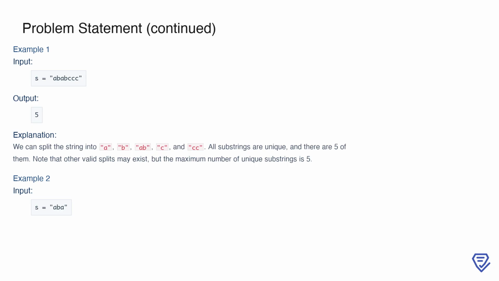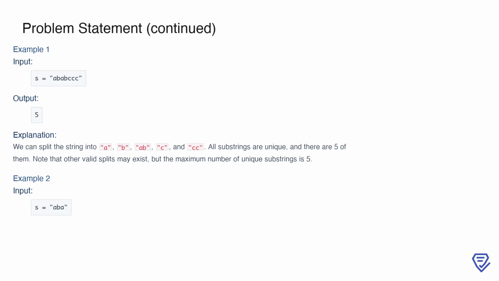Let's look at an example. Consider the input string S equals ABAB. One valid way to split this string is into substrings of A, B, AB, and so on. Each of these substrings is unique, and there are 5 of them in total. While there may be other ways to split the string, the maximum possible count of unique substrings is 5.